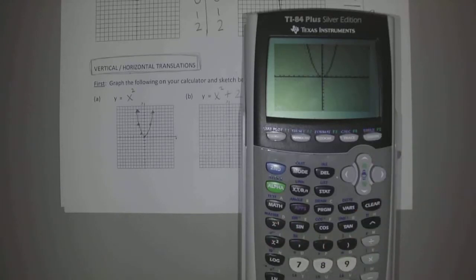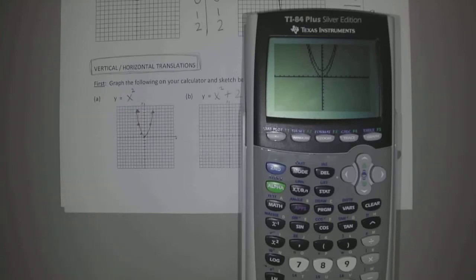X squared plus 2. So what we're going to do is go back to our function. We're going to go to y equals. In your y1, leave our normal one. And then in y2, let's go ahead and type x squared and then plus 2. So your guy that was already there stayed there. But then what did you notice happened to our graph when we put a plus 2 there? It went up 2, exactly.